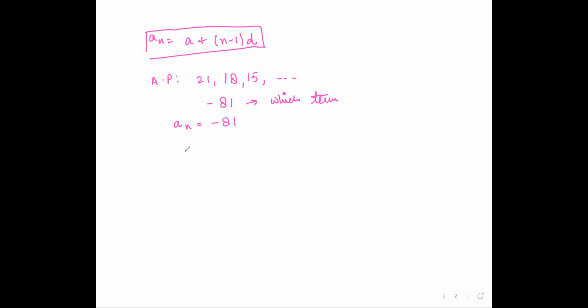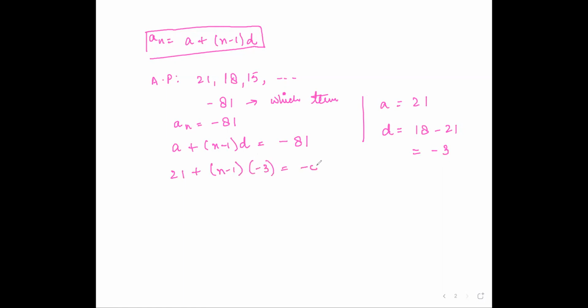Yes, ma'am. Yeah. So we will write the formula for an. An is a plus n minus 1 into d, which is already given to be minus 81. So now substitute the value of a and d here. So a and d you can write separately. Now a is 21 and how much is d? Use any term. So 18 minus 21, how much? Minus 3. Okay. So 21 plus n minus 1 into minus 3 is equal to minus 81.